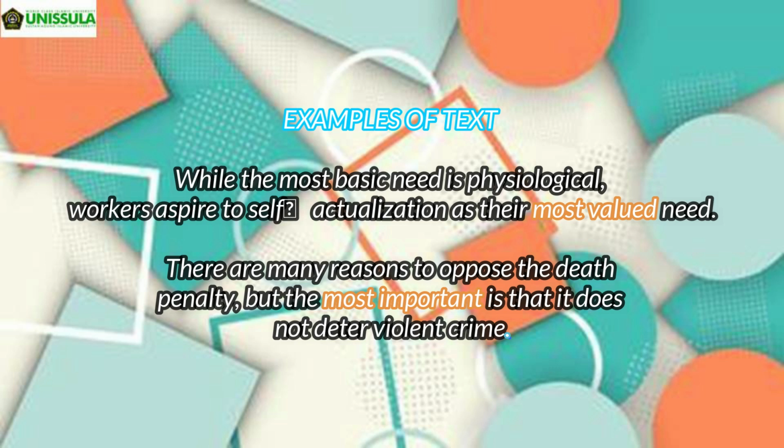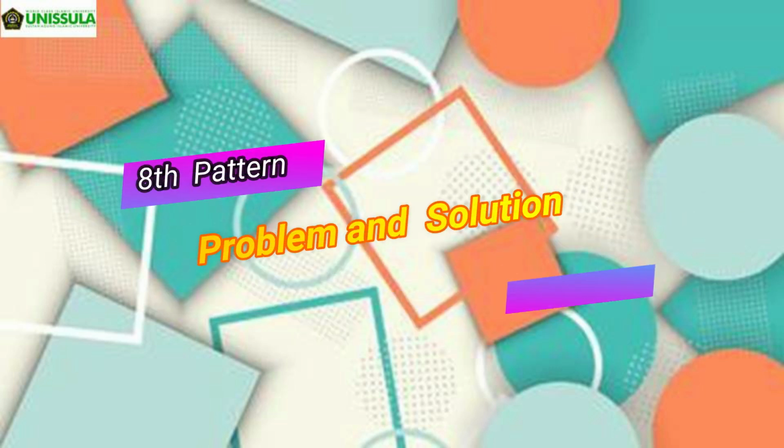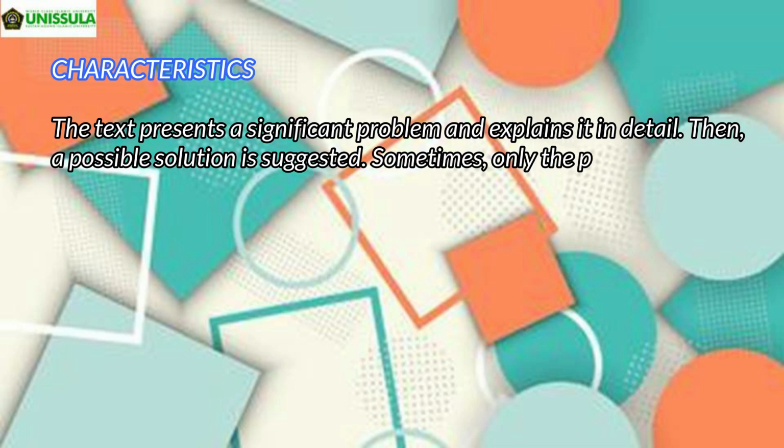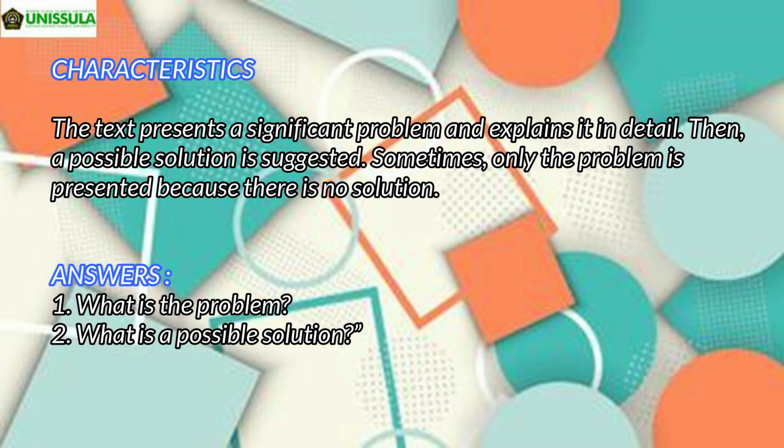Okay, the next pattern is the problem and solution pattern. In this pattern, the text presents a significant problem and explains it in detail. Then a possible solution is suggested. Sometimes only the problem is presented because there is no solution. There are two questions that should be answered here. The first question, what is the problem? And the second question, what is a possible solution?